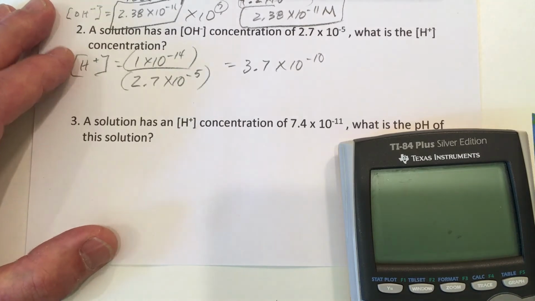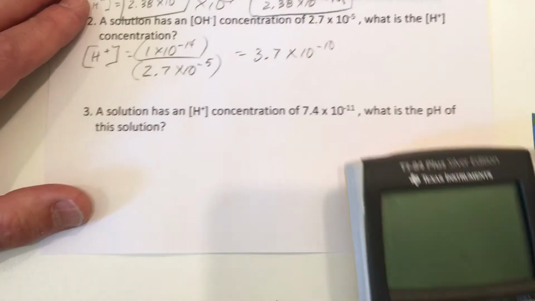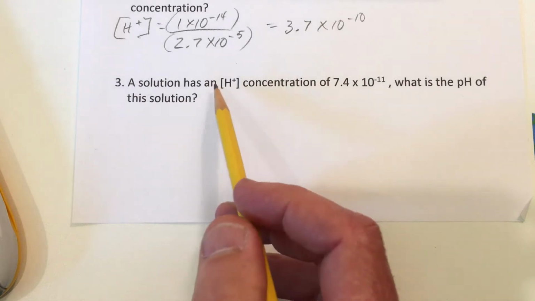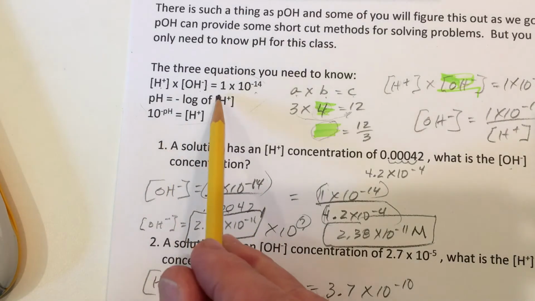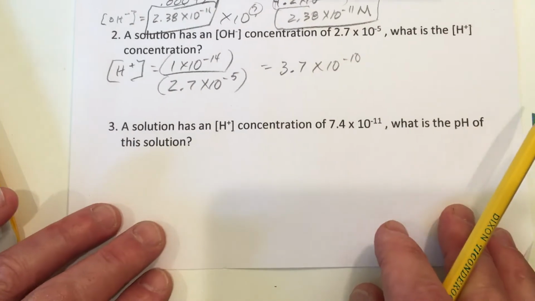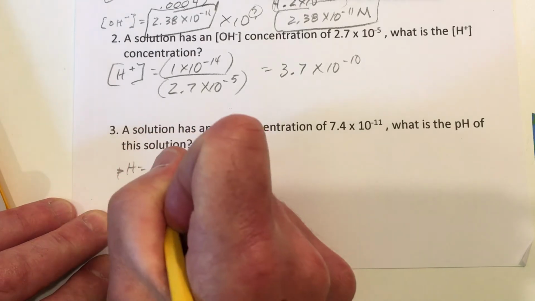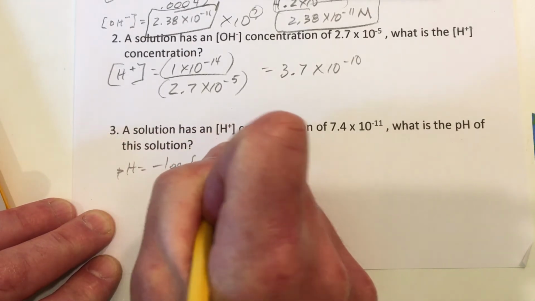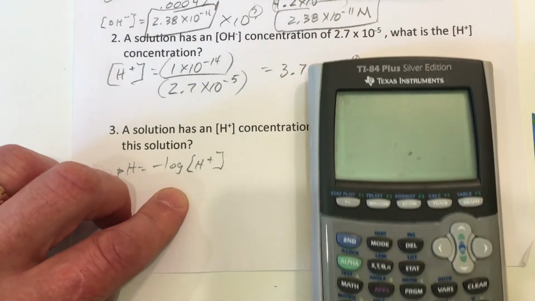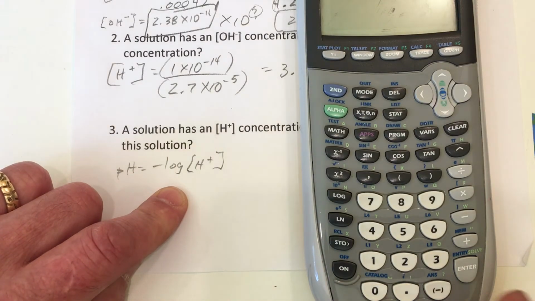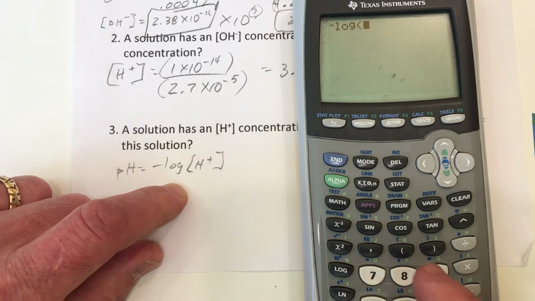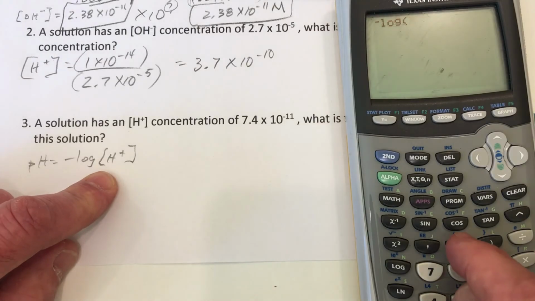The next problem is, what do you do if you want to find the pH? Now we want to find the pH, and we're given the H plus concentration. So we're going to use this equation right here, pH equals negative log of H plus. Okay, so I'm going to type in the negative button first, negative. Then I'm going to hit the log button. And then I'm going to use my parenthesis because I'm going to put scientific notation in there. I've got to use the parenthesis.